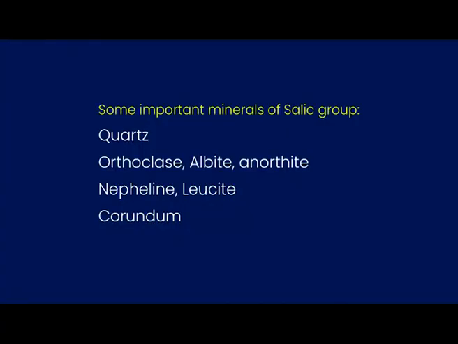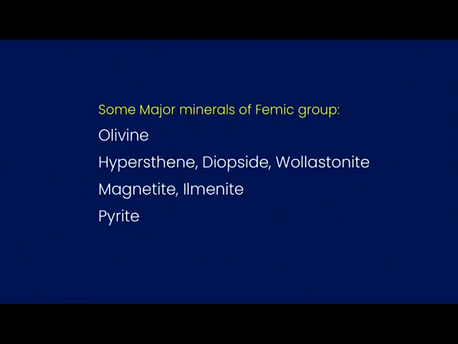The minerals are divided into salic and femic groups. Some of the important minerals of the salic group are listed here: quartz, orthoclase, albite, anorthite, nepheline, leucite; corundum is an accessory mineral. Some major minerals of the femic group are also shown here. These are olivine, hypersthene and diopside, which are pyroxenes. Then wollastonite is there, called a pyroxenoid, and oxides like magnetite and ilmenite are also included, and pyrite is a sulfide which is included under the category of femic group of minerals. The proportion of salic and femic groups of minerals determines the class to which an igneous rock belongs.